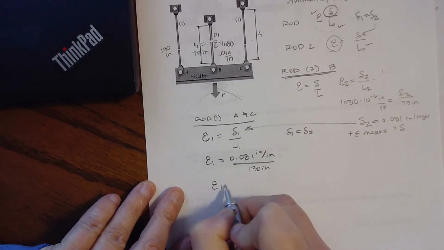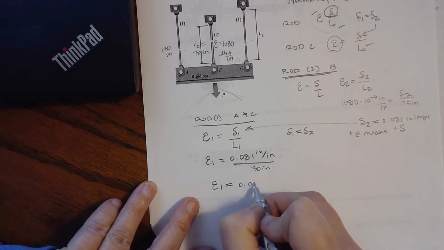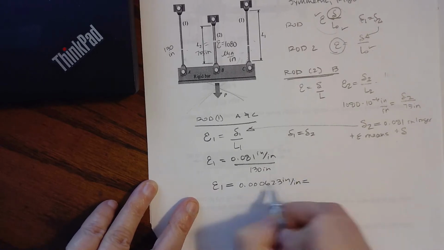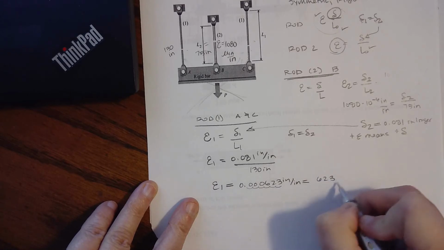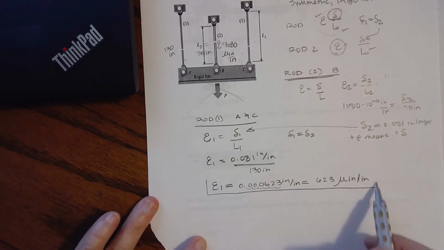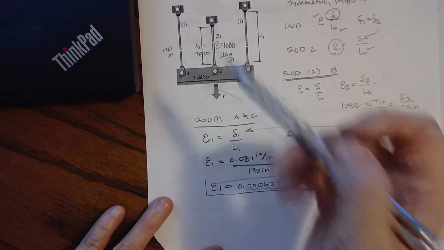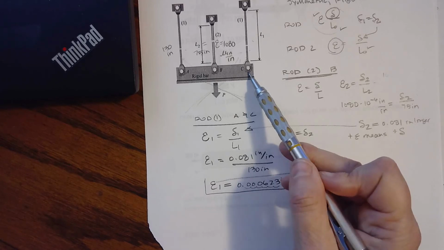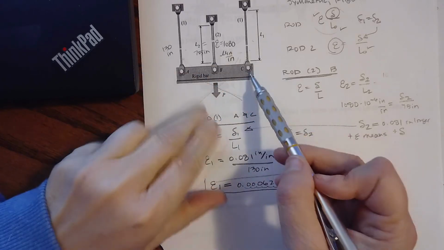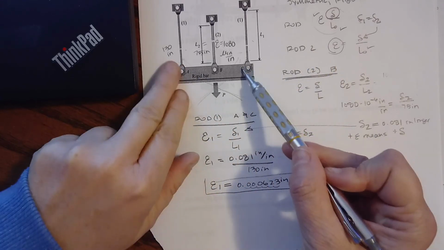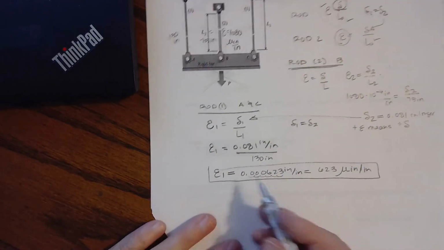So our strain of 1 is 0.000623 inch per inch, which in microstrains is 623 micro inch per inch. So there we have it. So that's the strain. Now it says, what if we have a gap in our connection? Okay, so maybe this gap came from a bearing stress kind of failure, if you want to call it that, where we created a gap in here, or maybe we have it built in so that we have some wiggle room in the system. So what happens if we have a gap?